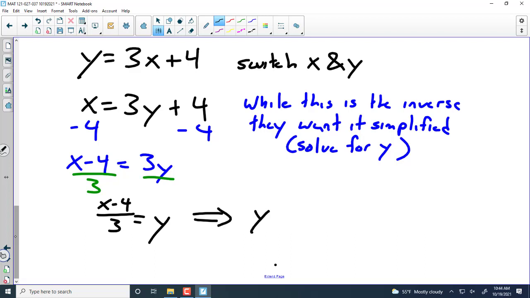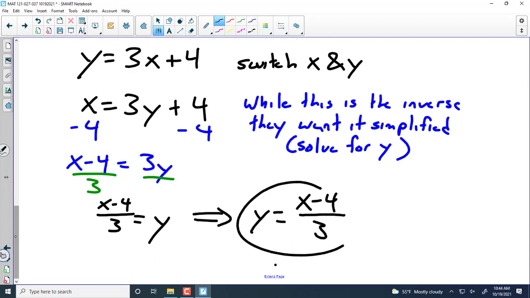I don't like writing it like that, so I'll write it like this. So technically, that is how they want you to write it. Even though, yes, we did what we were supposed to do, we swapped x and y, they want us to go ahead and solve it for y.